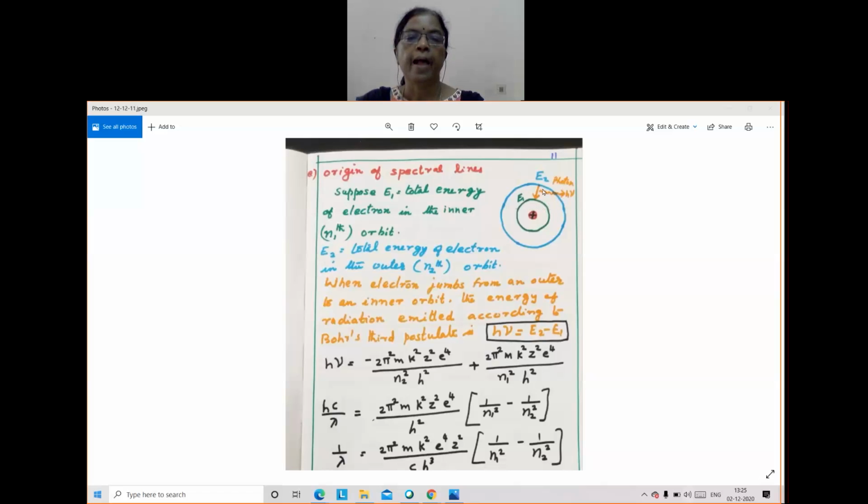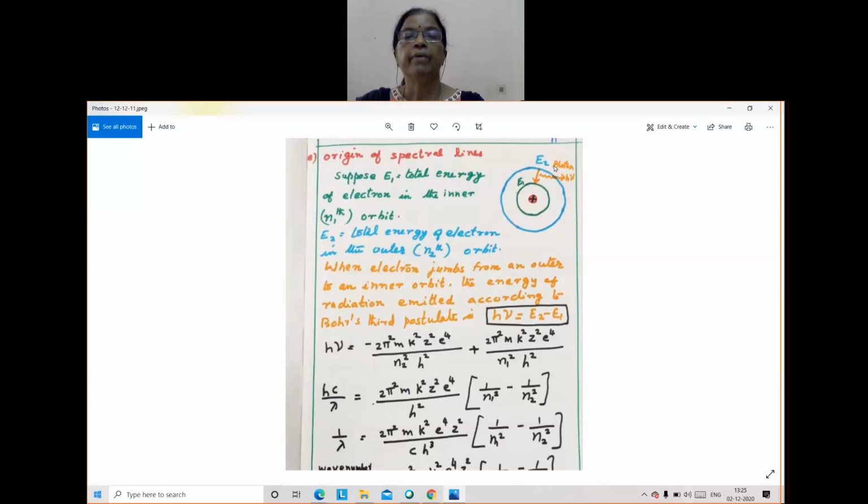And how will you calculate that energy? From which level to which level the electron jumped? You find the difference of those energies. That will be the energy of the photon emitted from it. So that is what is calculated here. Here E1 and E2 are the two levels. E1 is the energy level which is near to the nucleus. So energy will be less here.